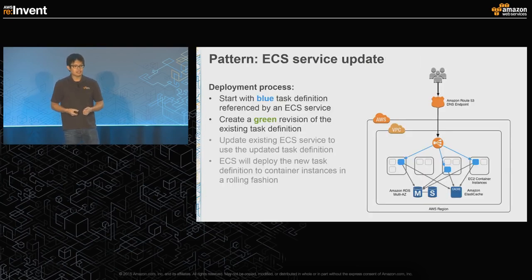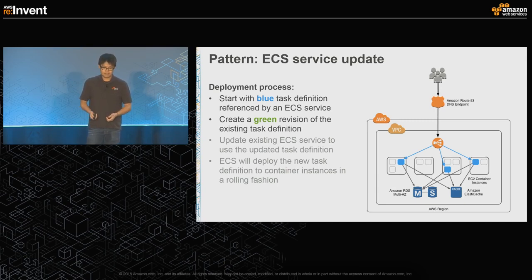So this final pattern actually highlights a built-in capability for blue-green deployments with the ECS service. And this is going to accomplish this essentially by replacing the task definition for the ECS service itself. So you start with your blue task definition, which is in your current ECS service, and you're going to create a green revision of that same task definition.